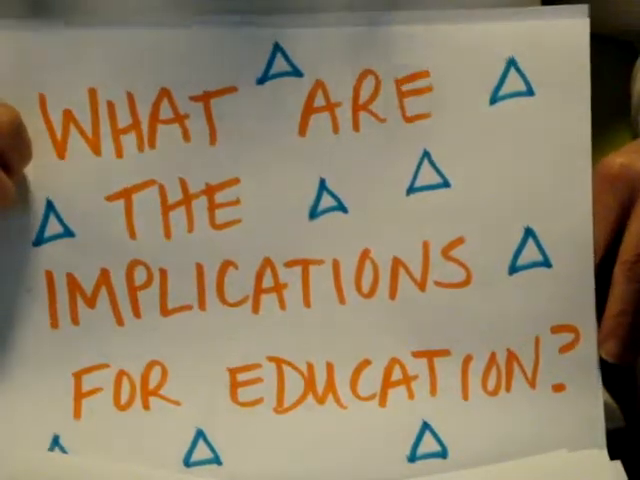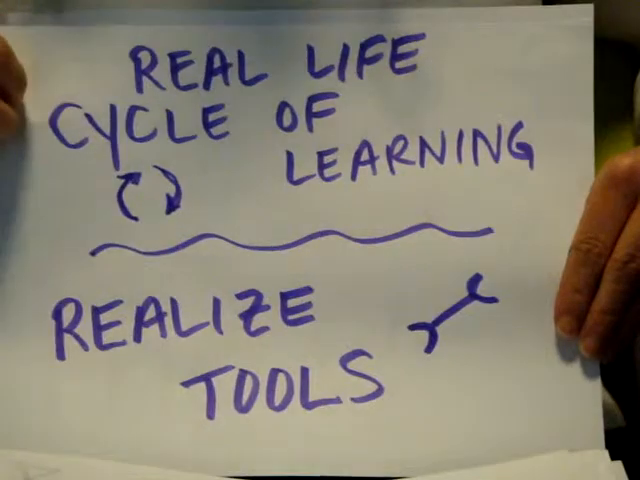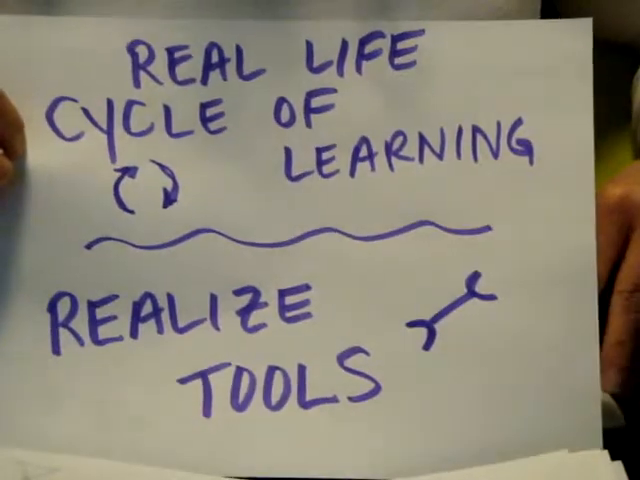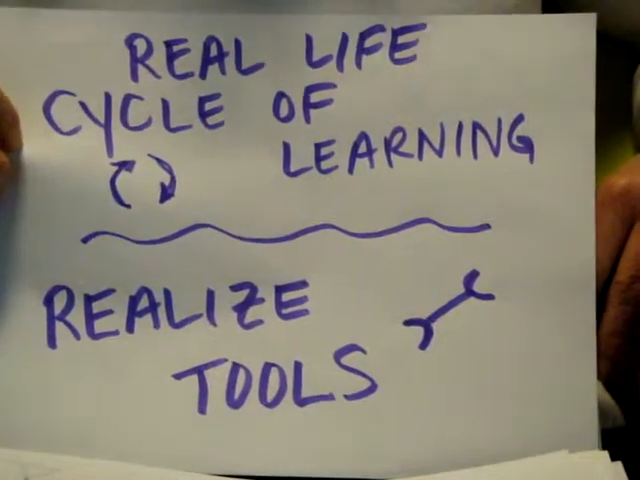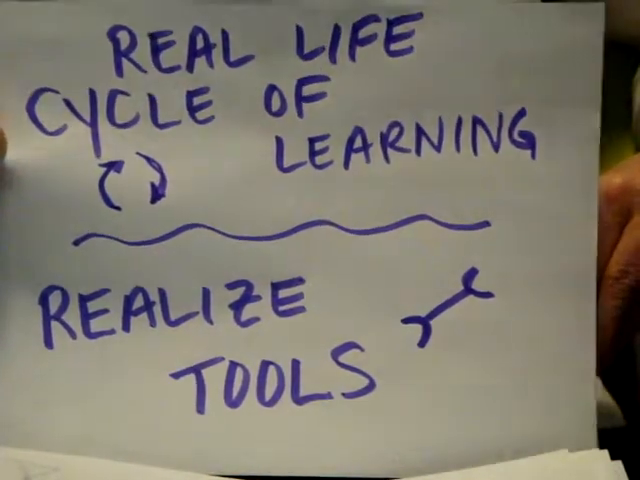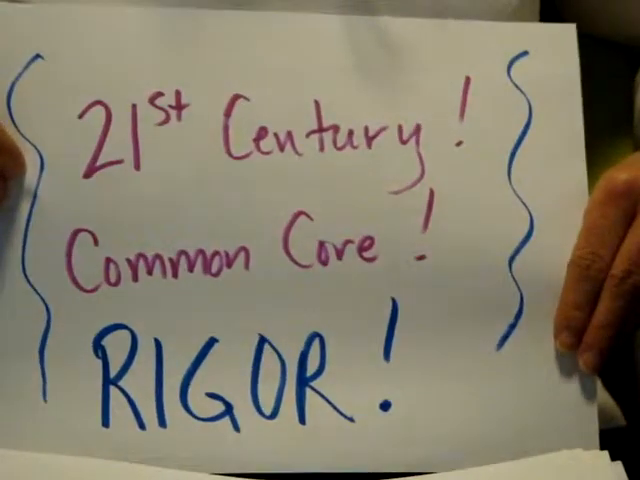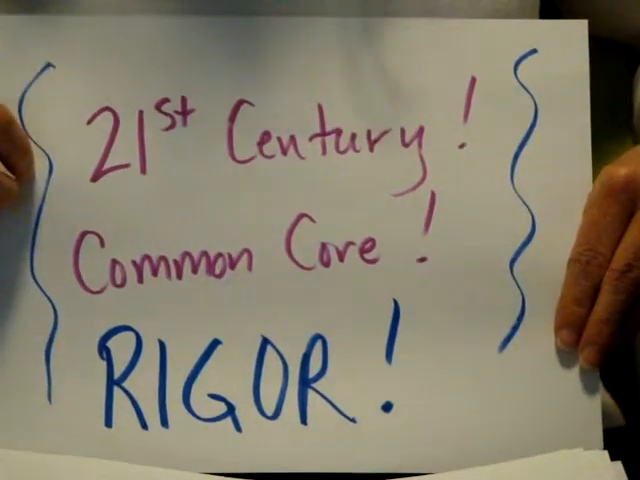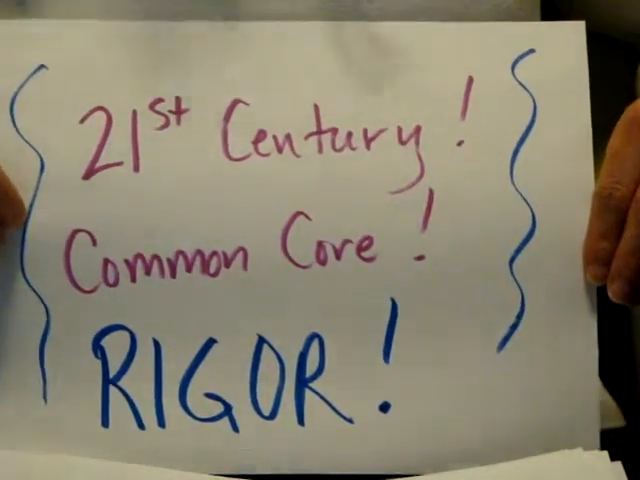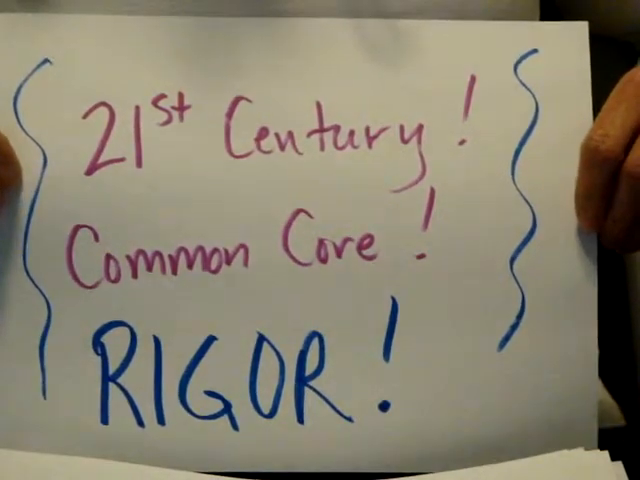So lastly, what are the implications for education? Well, mainly it is a model of real life. It's the real cycle of learning. Asking a question and then realizing what tools you need to find to get the answers. This is the cycle that students will go through no matter what profession or direction their life takes. And ultimately, it is incorporated in all of our current educational movements, 21st century skills, Common Core, and it increases rigor in the classroom. So I hope that you've learned a lot about inquiry and are inspired to include it in your classroom.